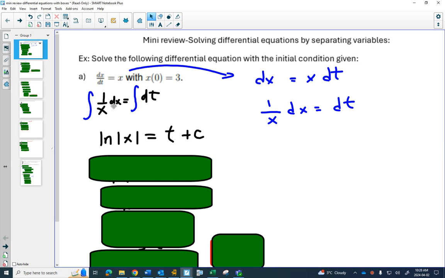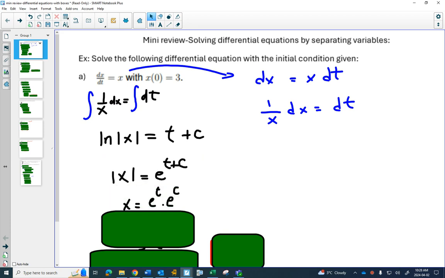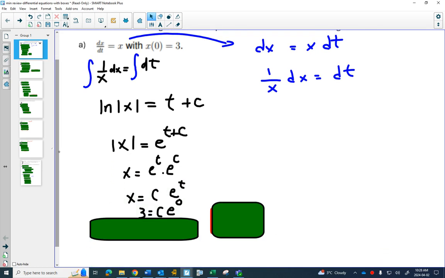Now we have an initial condition. Our initial condition says when time is 0, oh, and we can rearrange this too. When time is 0, x is 3. A couple of little notes in this rearranging that was done here. So I took my natural log, I changed it to exponential form. Okay? So the base is e, the exponent is t plus c, would equal the absolute value of x.